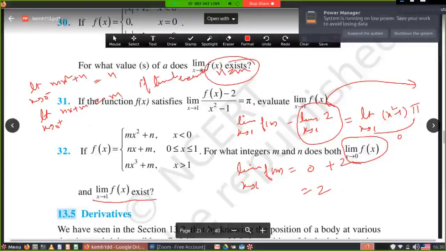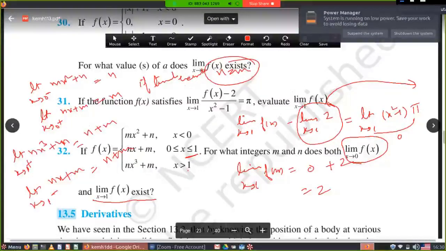Okay. And for the next number, x tending towards 1, 1 positive means greater than 1, then you take nx cube plus m. This is m. For the limit as x tends to 1 negative, less than 1, that is nx plus m. When you put 1 here, you get n plus m. This is also n plus m. If you require these two to be equal, then the limit exists. Okay. n plus m is equal to n plus m.